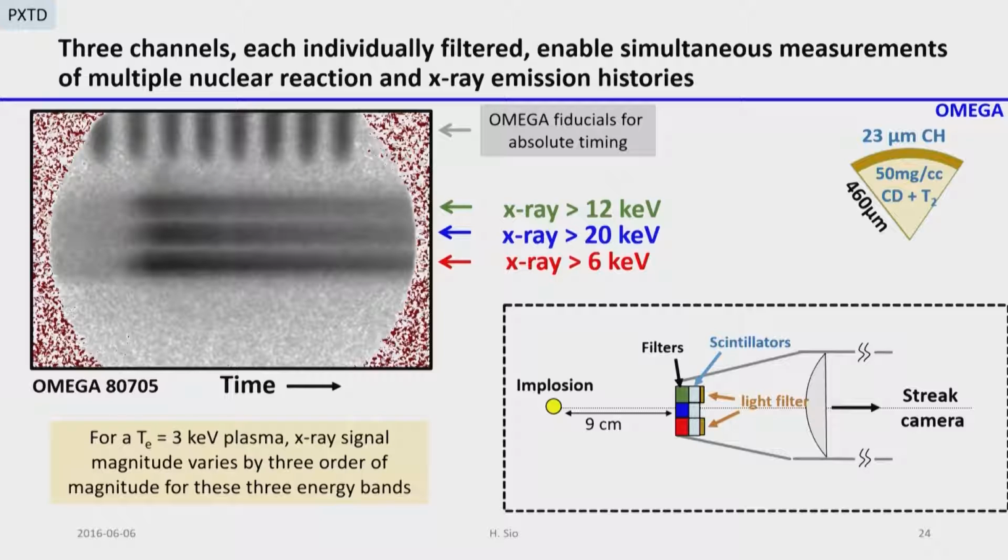And what's remarkable about this data is that for an electron temperature of about 3 keV, you expect about 3 orders of magnitude difference in these 3 signals. And the reason we're able to get everything nicely behaved and on the same streak image at the same magnitude is that we have individual filterings to adjust them accordingly.